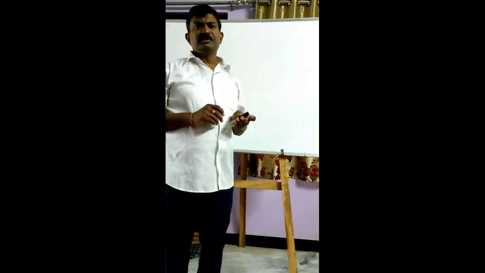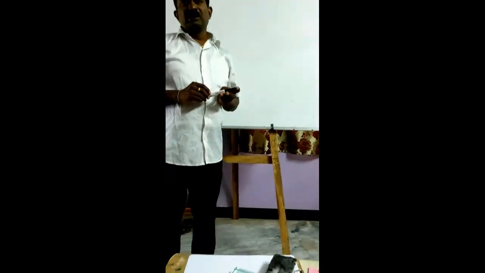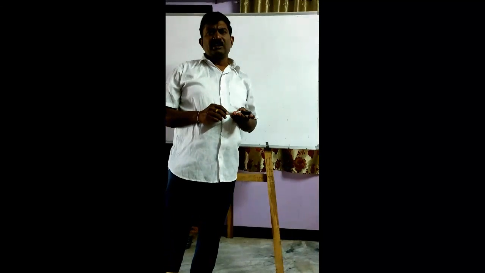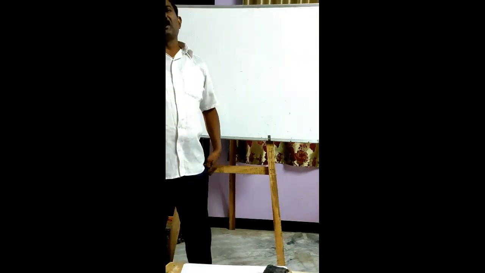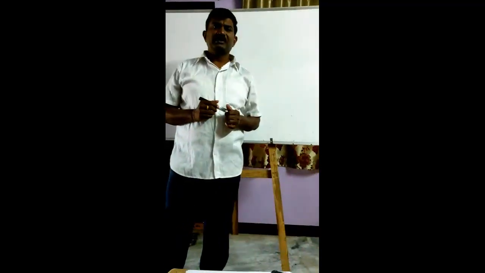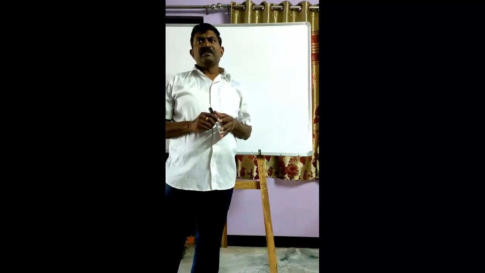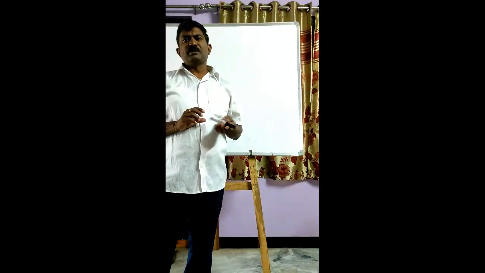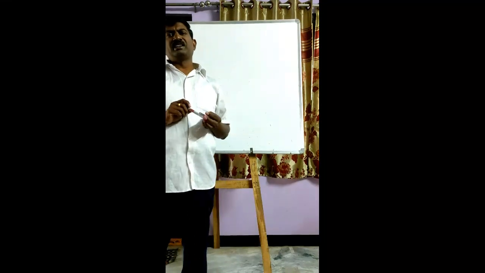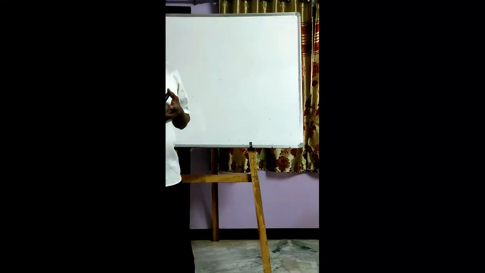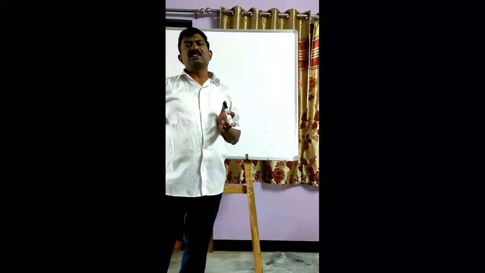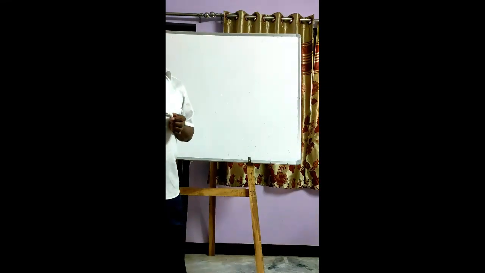Good afternoon, children. In the previous class, we learned about the lateral shift and what happens when a glass slab is placed in the path of a light ray. Whenever light travels from one medium to another, we observe some bending towards the normal at the interface of the two mediums.